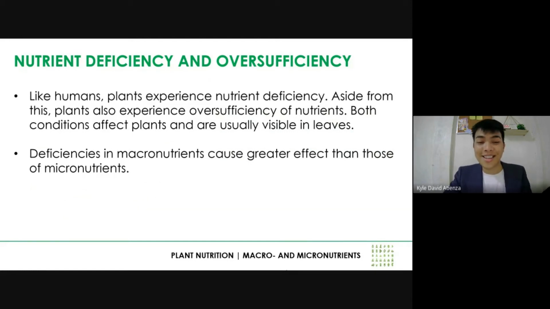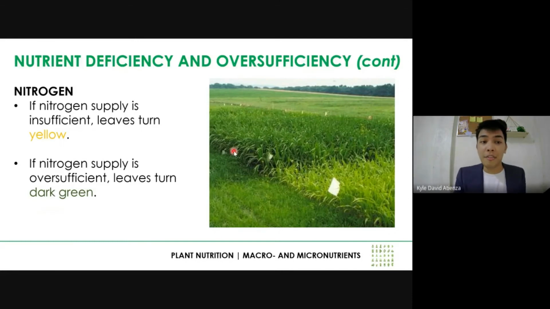So now we will discuss the effects of the deficiencies and oversufficiencies of macronutrients in plants. The first macronutrient is nitrogen. If nitrogen supply is insufficient, leaves will turn yellow, and if nitrogen supply is oversufficient, leaves will turn dark green. As you can see in the illustration presented, there are two colors of leaves. One is yellow, the one below, and the one above is dark green. This is because the plants in the illustration above have an oversupply of nitrogen, while those below have an insufficient supply of nitrogen.